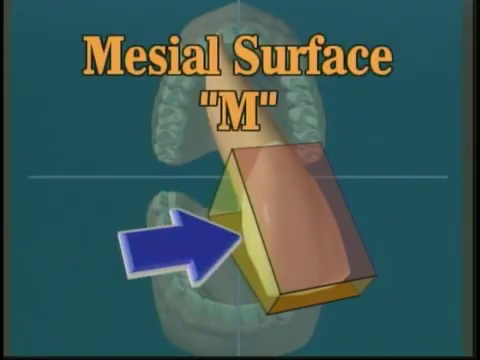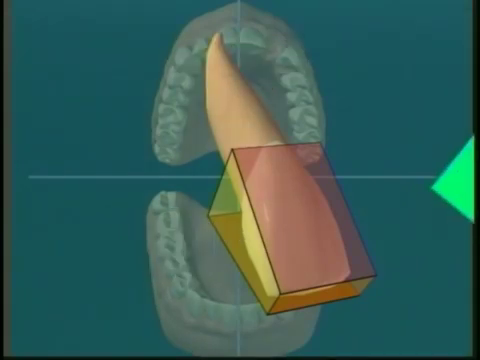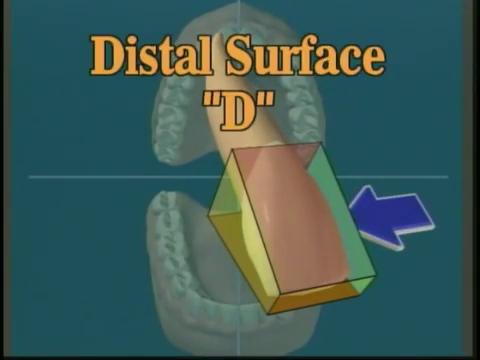The surface nearest the midline or middle of your body is called the mesial, abbreviated M. The surface which is farthest distance away from the middle of the body is referred to as distal, abbreviated D.